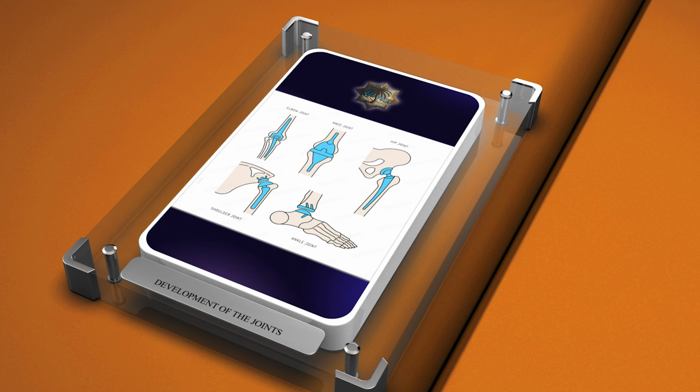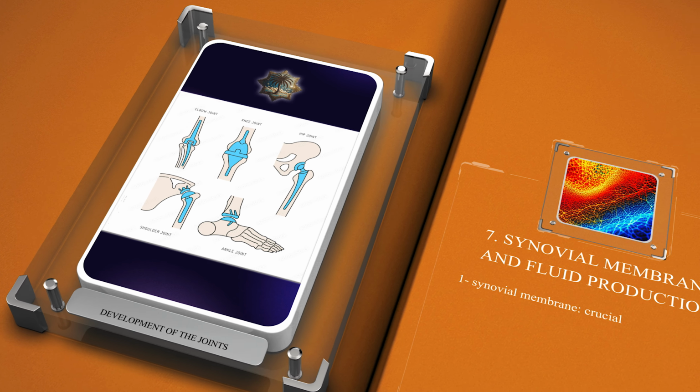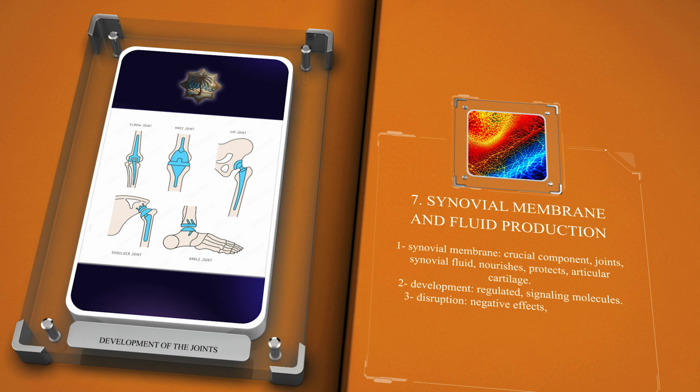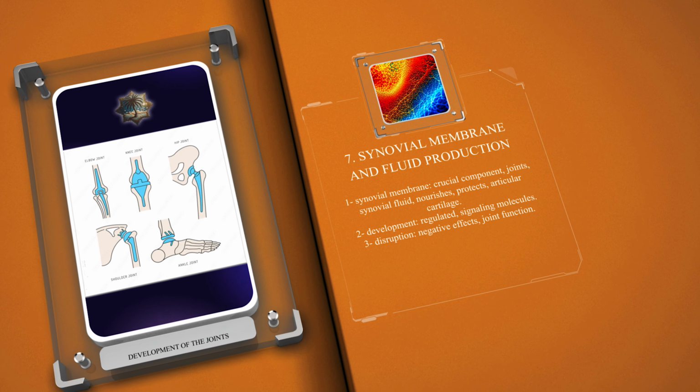In summary, the synovial membrane is a crucial component of joints, producing synovial fluid that nourishes and protects the articular cartilage. Its development is regulated by various signaling molecules, and disruption can have negative effects on joint function.